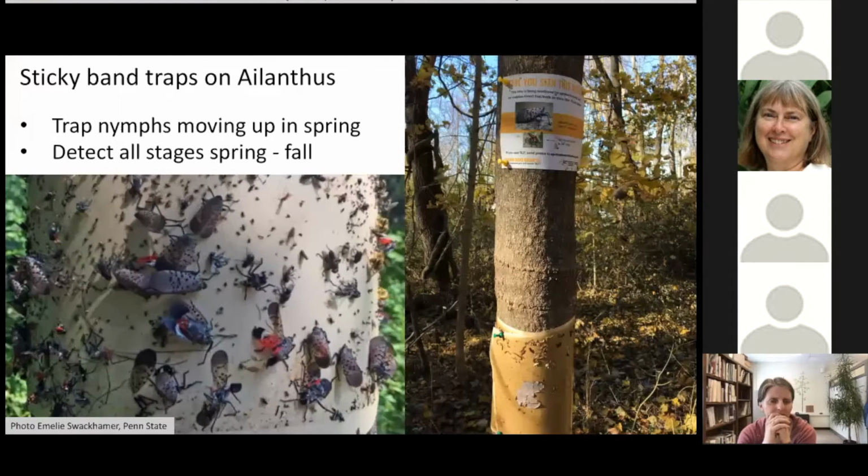These sticky bands are pretty indiscriminate and will trap other species as well. So if you want, you could put a band or a layer of chicken wire over the top of that to reduce the non-target bycatch that you don't want to get. But this is one passive way to detect spotted lanternfly as you place these around the Ailanthus trees. And as the adults and nymphs move up and down the tree, they get trapped by that sticky material. Next slide, please.